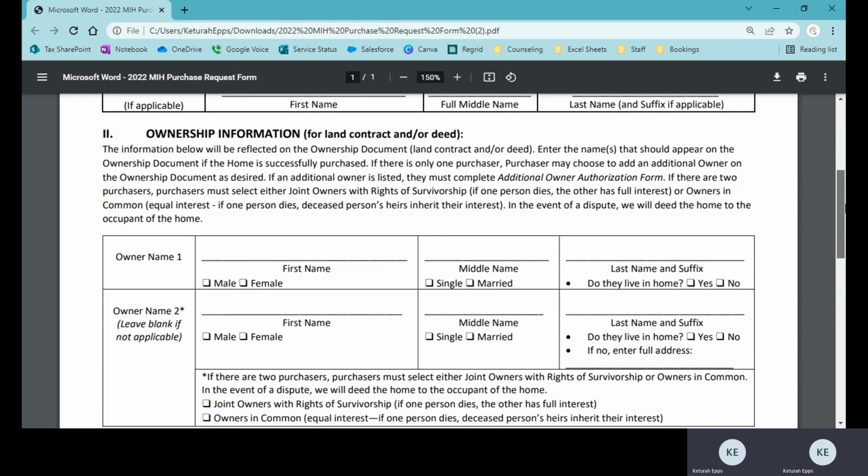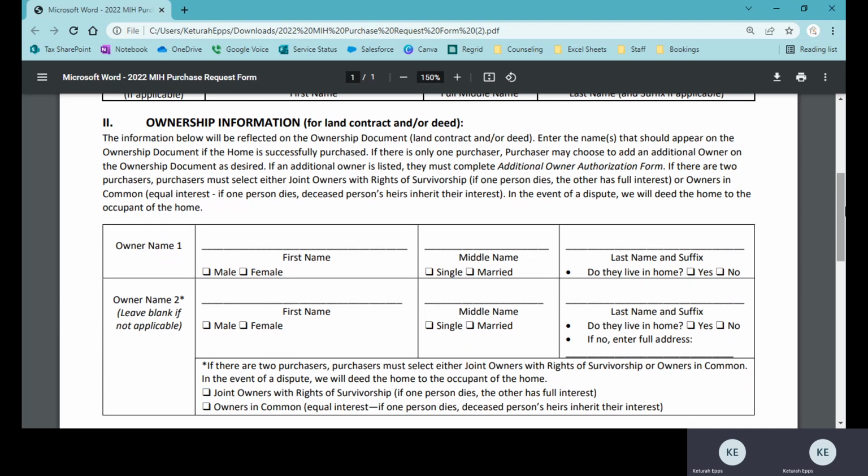The second section is about the ownership information. So it's very important because whatever information is recorded here is the information that is going to be recorded on your deed. So please make sure that names are spelled correctly, that the person's name who you want the deed in is listed in this section. So you would fill in owner one's first name, middle name, and last name. You indicate their gender, their marital status, and if they live in a home. If you have a second owner, you'd put their information here, answering those same questions as you did before.